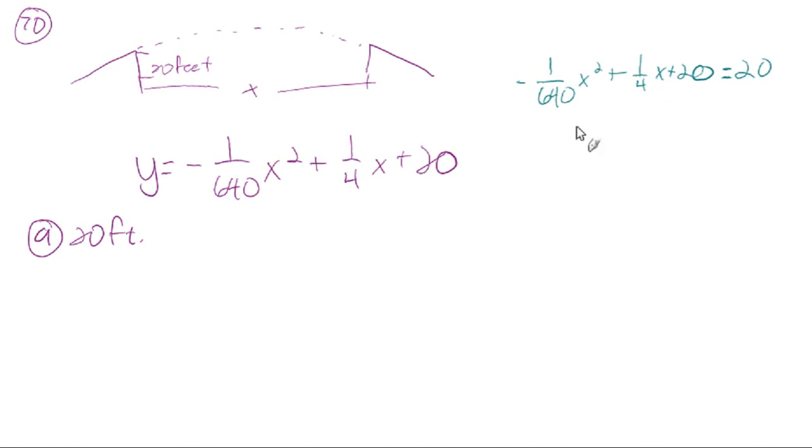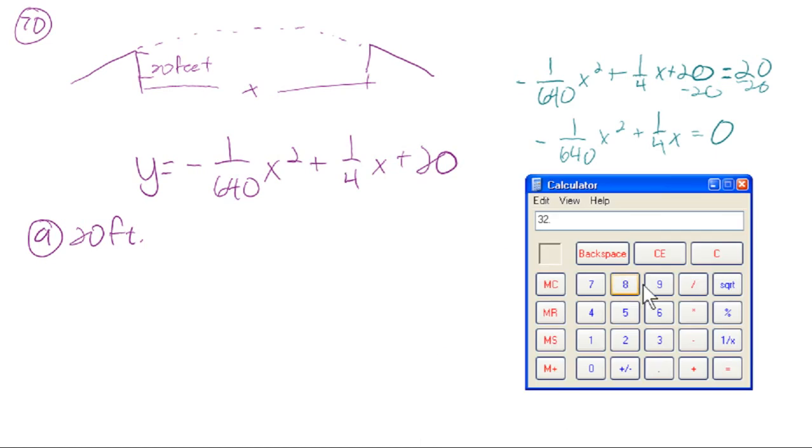So when we solve this quadratic equation, you get negative 1 over 640 x squared plus 1/4 x. Then we subtract 20 from both sides, and what we get is 0 here and 0 there. And now we could multiply by 640, just to cancel out those denominators. So 640 divided by 4 is 160.